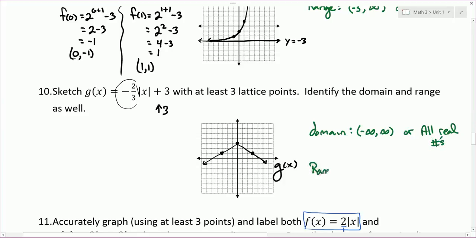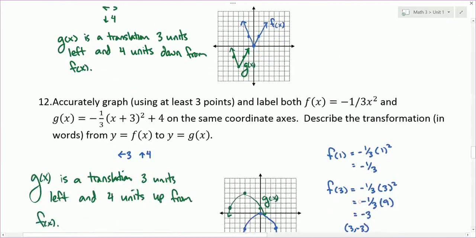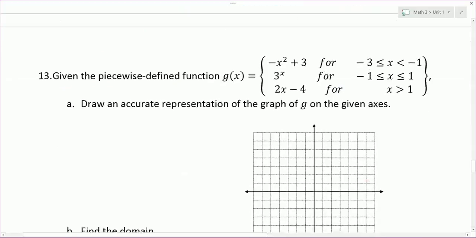For our range, it's got a highest point. It's not going to go any higher than 3, but there is no lowest point. Both arrows are pointing down, and it goes as low as we want. So the lowest, well, is -infinity. The highest is 3, and that's actually included. So we can also write that as all y values less than or equal to 3. And we did everything asked in 11 and 12. On to 13.